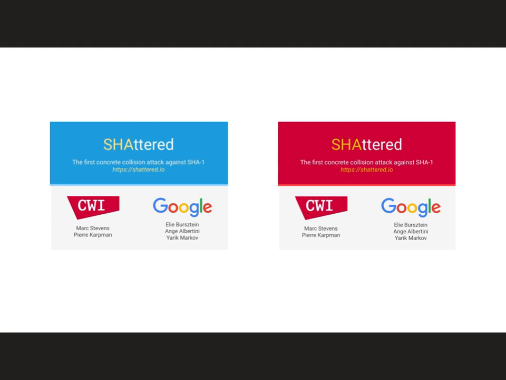So the left one is the first PDF, and this is the second PDF. The 2 PDFs have identical SHA-1 hashes, but different content. It is so clear that the color here is blue and the color here is red, but they have the same SHA-1 hash value.